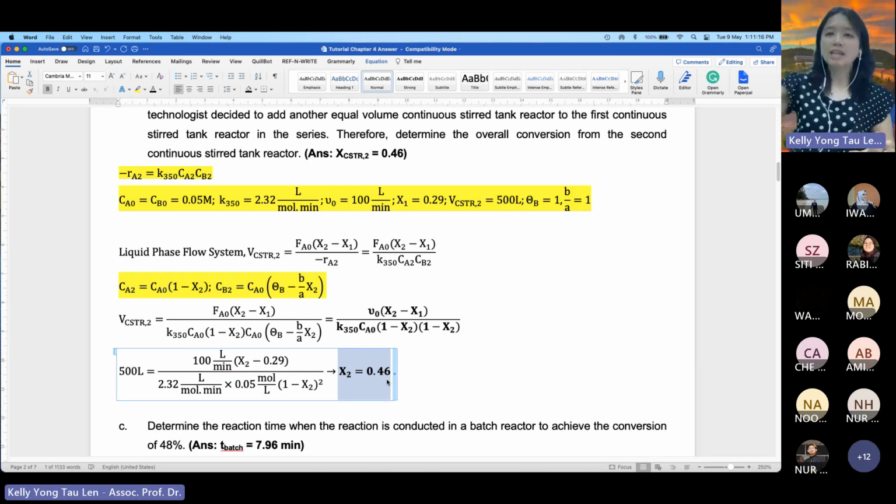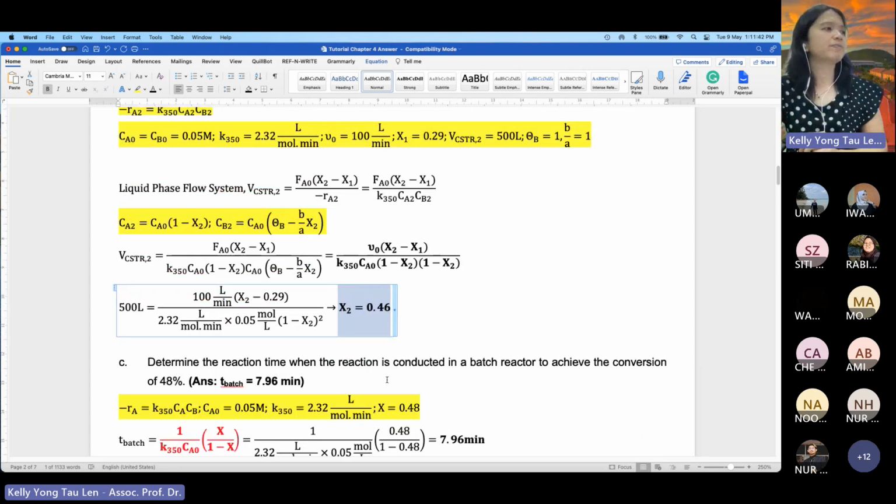When we connect to one more 500 liter CSTR, the conversion increases subsequently to 46%. So let's say you calculate and get an X2 that is lower, confirm you check again because it's impossible. The conversion will increase when you add on the next reactor. Okay, so that's for question number 2. I go quite slow so that you can really understand the question.